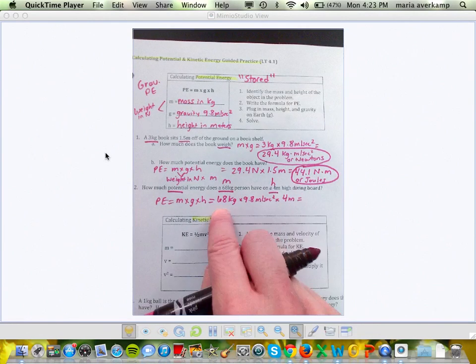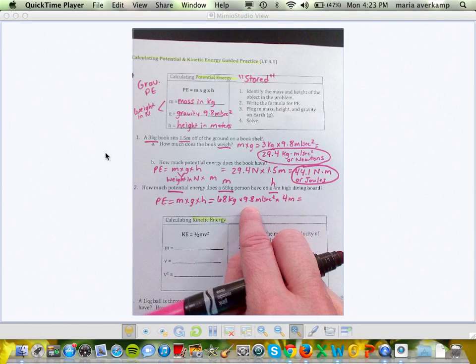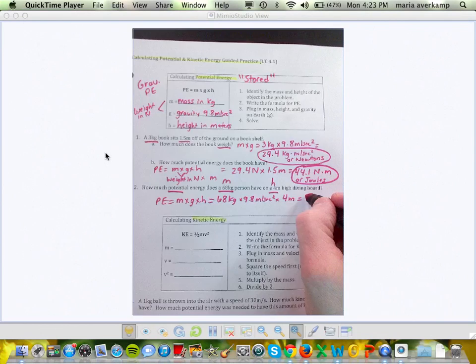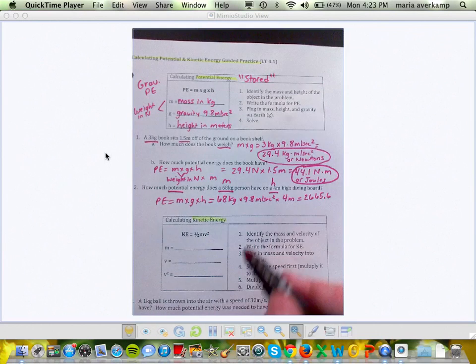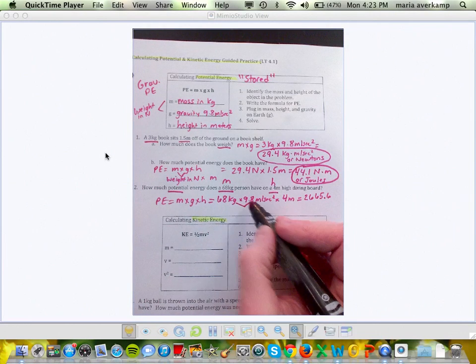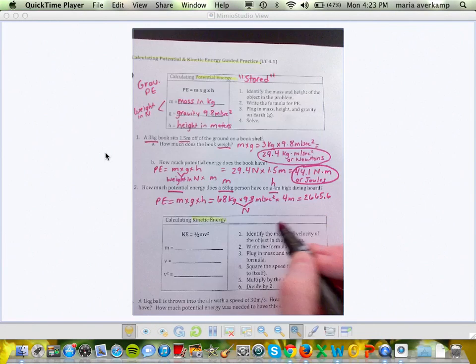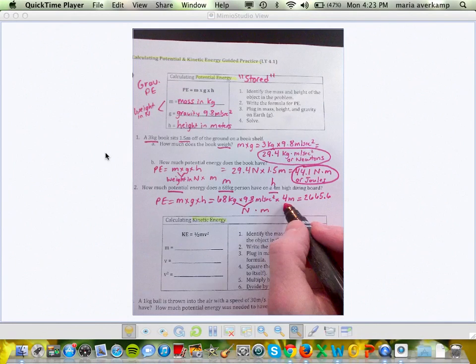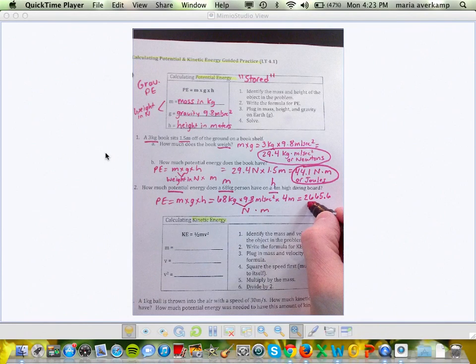So 68 times 9.8 times 4 gives me a big number. I get 2,665.6. And if you take a look, what would my units be? Remember, a kilogram times a meter per second squared is a newton, and a newton times a meter. So I'm going to get 2,665 newton meters or joules of stored energy.